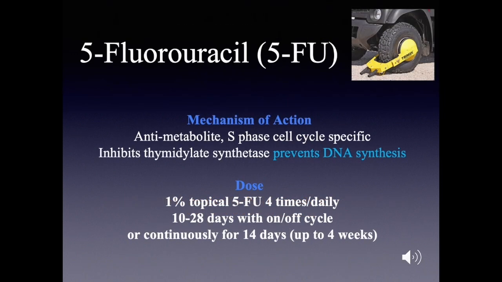The more commonly used drug is 5-fluorouracil. Its mechanism of action is to prevent DNA synthesis. I explained to the patient it's like putting a lock on mitosis, as seen in the upper right graphic. The ophthalmic solution of 5-FU 1% is instilled 4 times a day for 10 to 28 days. It's quite effective, but a bit more toxic than interferon. It's also a bit less expensive than interferon.